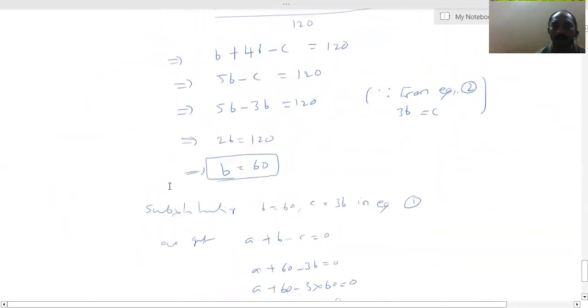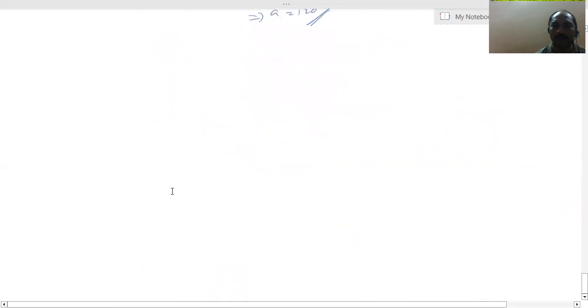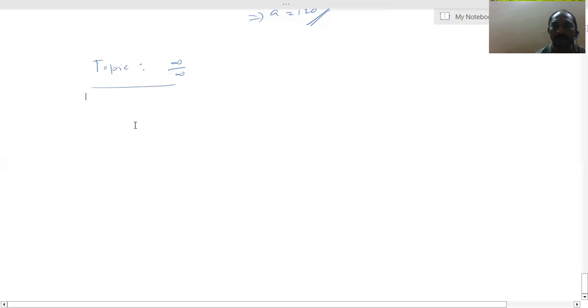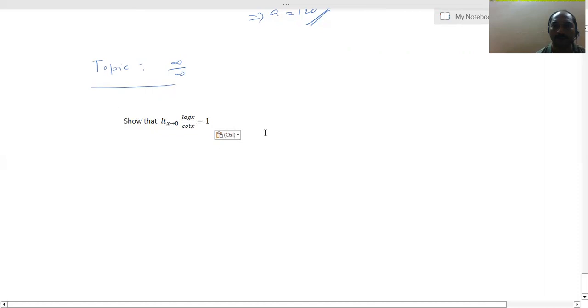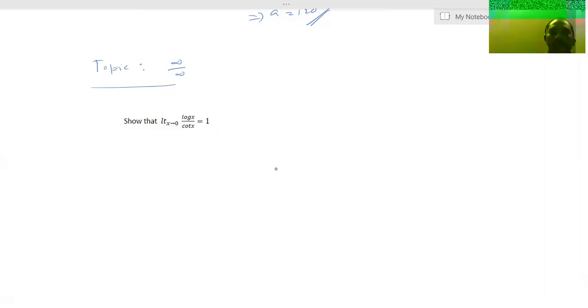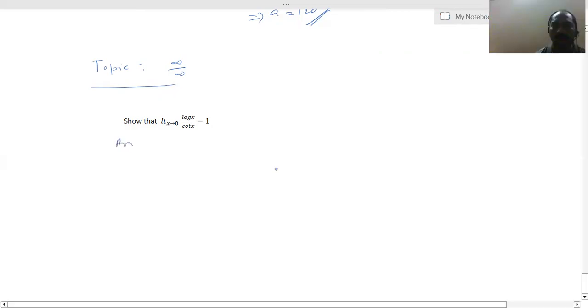Next problem, next topic, next model: infinity by infinity form. Here also we apply the L'Hospital rule continuously until we get a finite value. Same procedure, just like 0 by 0 form. Take the left hand side value.